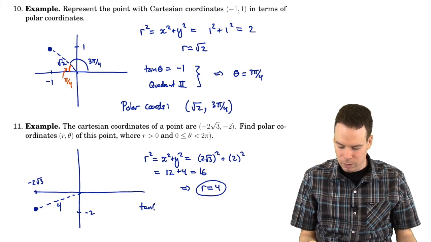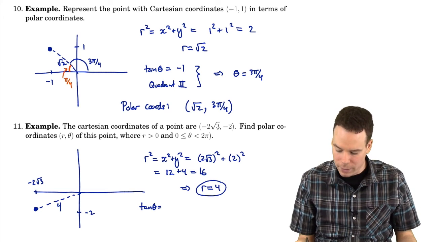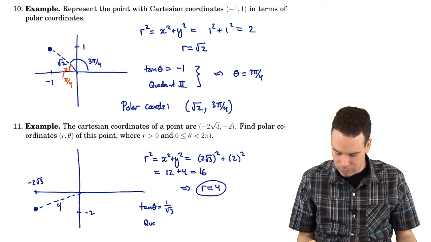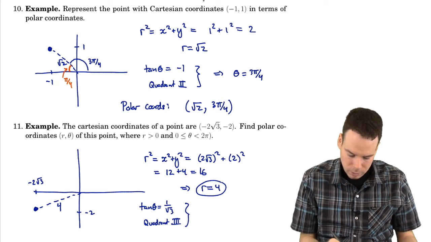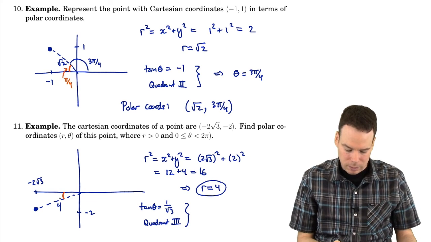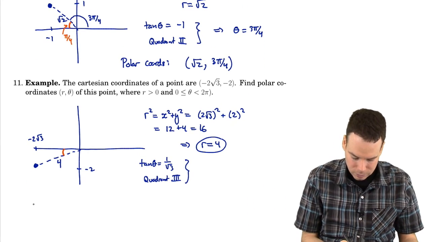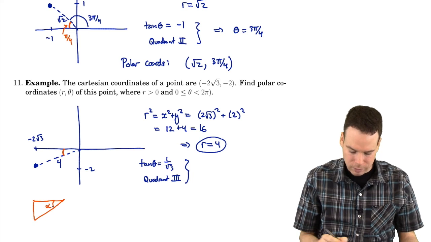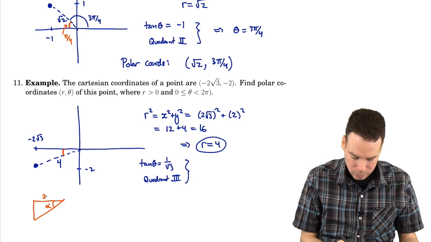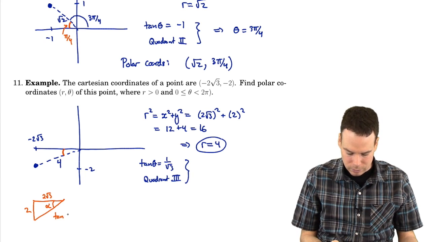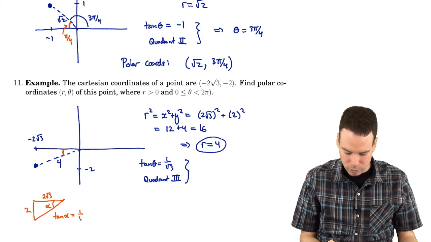What's our theta value? Well, tan of theta is y over x. So -2 over -2√3, which is 1 over √3. And we're living in quadrant 3. So I want to know that reference angle there. Now we're staring at a triangle. Maybe we should draw this triangle. I want to find that reference angle out. So the triangle we're staring at looks like this. There's the angle I want to find. Let's call it alpha. This distance here is 2√3. This distance here is 2. We want to know what the angle is, alpha, such that tan of alpha is 1 over √3.